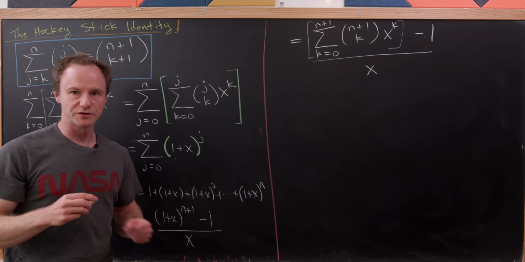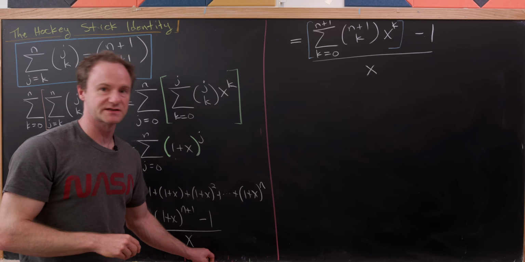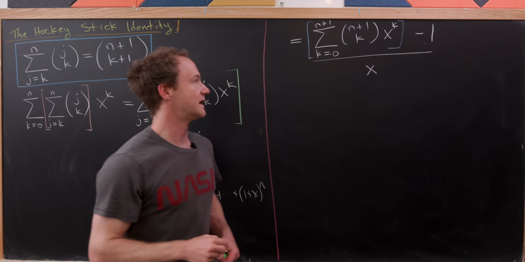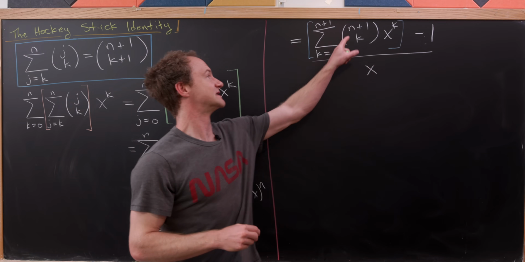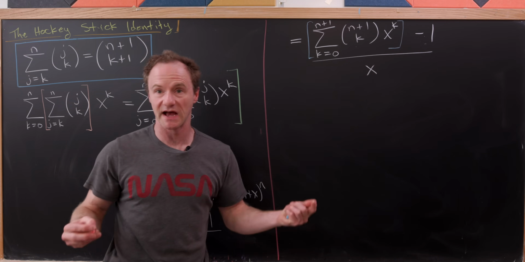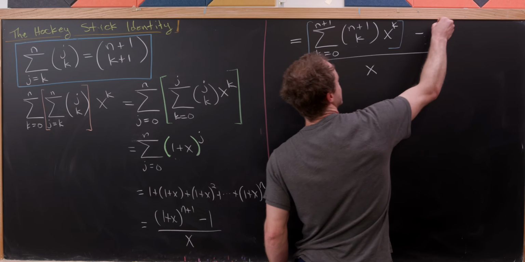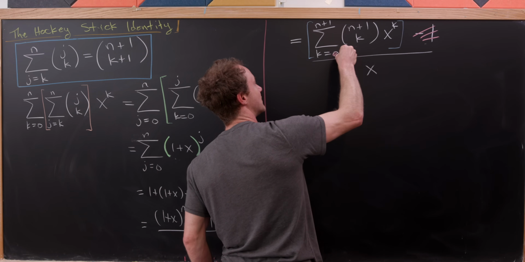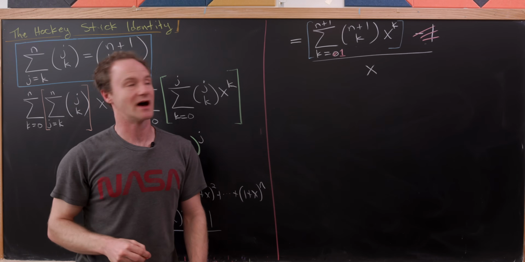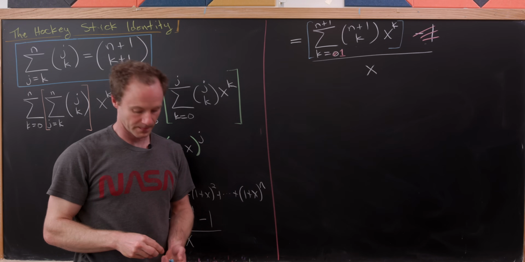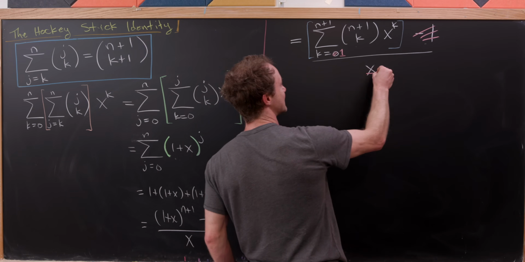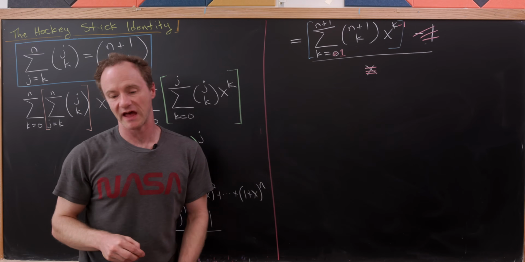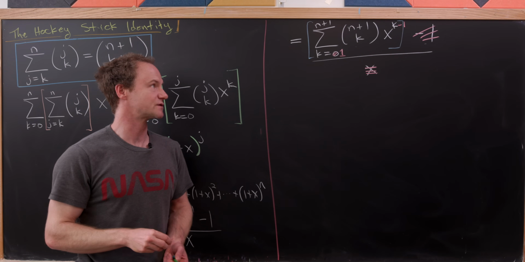But now I'd like to observe we can simplify this a bit. We can take this 1 and observe that 1 is the same thing as n plus 1 choose 0 times x to the 0. So that means we can take this 1 and have it eliminate this 0th term, which means now we're starting at k equals 1. And then we can also take this x and make it change the exponent of the x there to k minus 1.